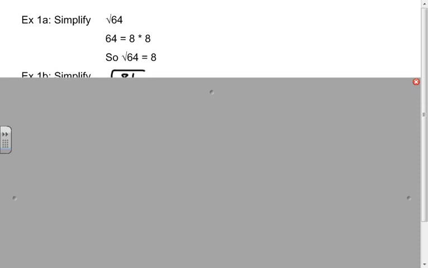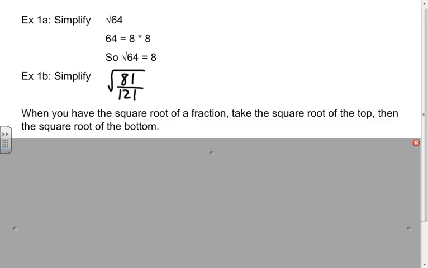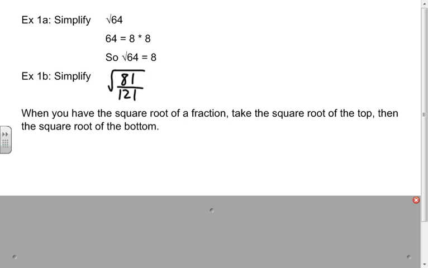Another example, example 1b. Simplify the square root of 81 over 121. When you have the square root of a fraction, take the square root of the top, then the square root of the bottom. So on top, I have the square root of 81. What number do I need to multiply together to get 81? That would be 9. And then I take the square root of the bottom. The square root of 121, that would be 11. So my answer is 9 over 11.